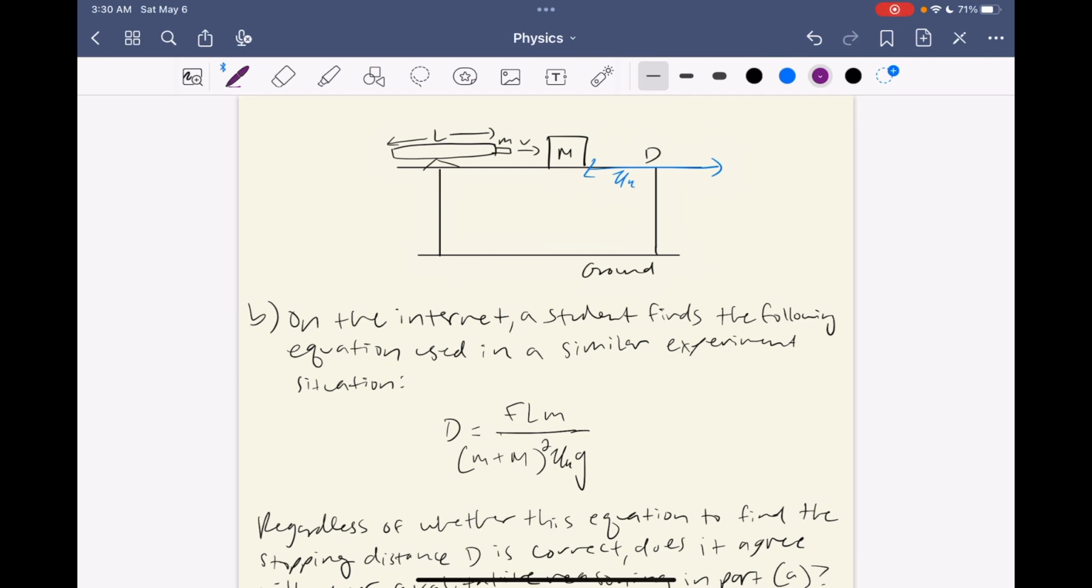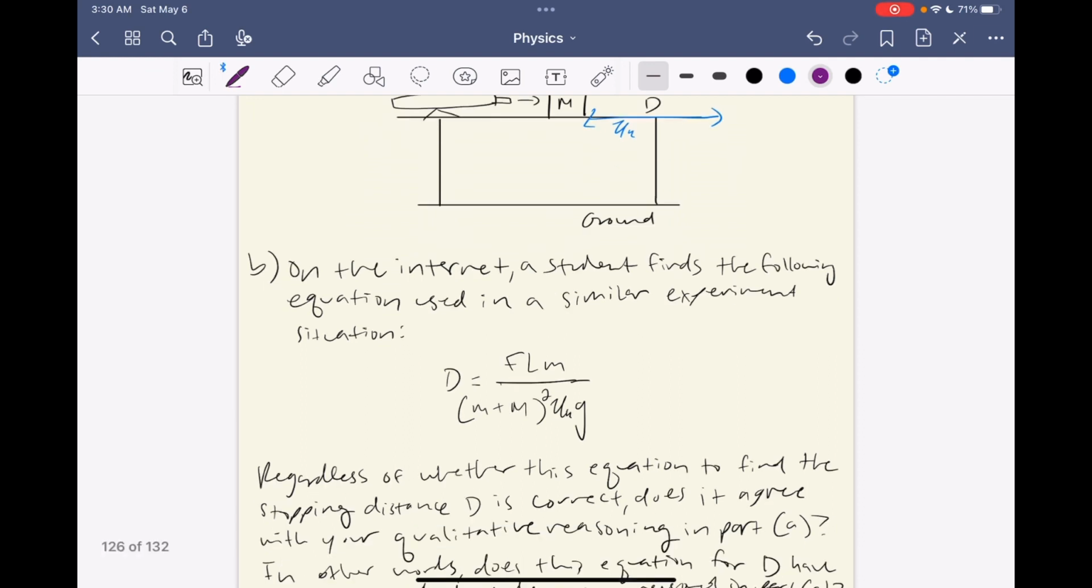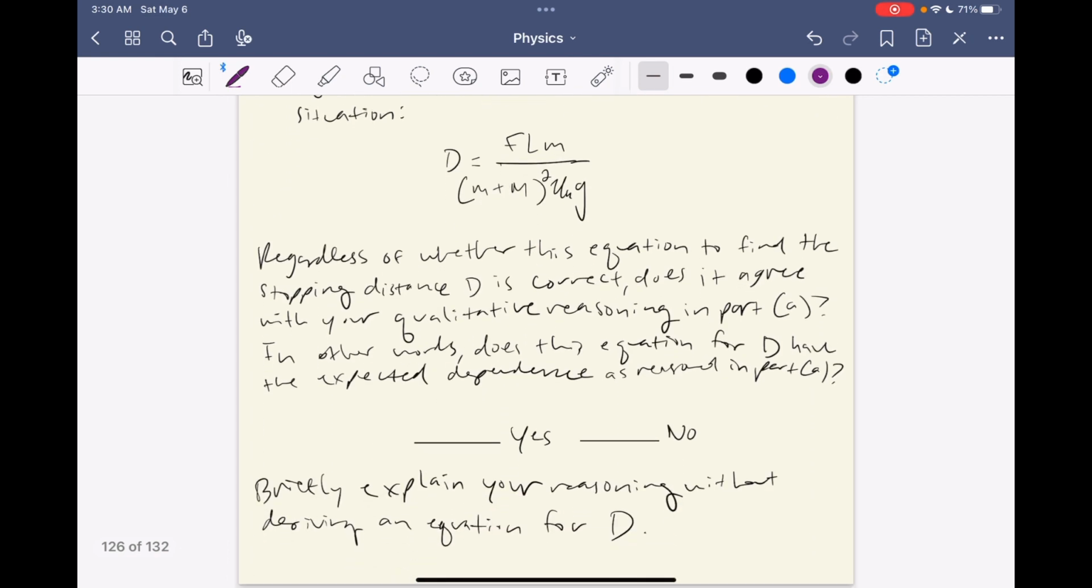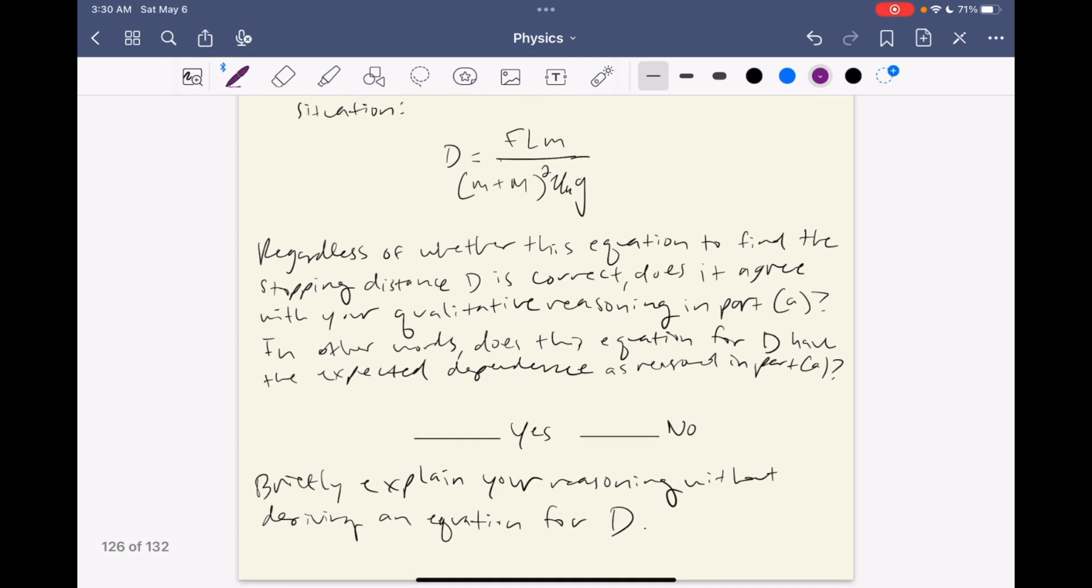For part B, it shows an equation that a student found in a similar experiment situation. And it's asking, does this equation to find the stopping distance d agree with my reasoning in part A? Does it have the same expected dependence as in part A?